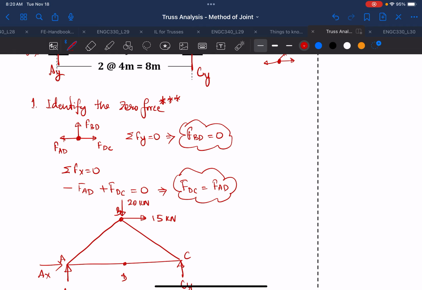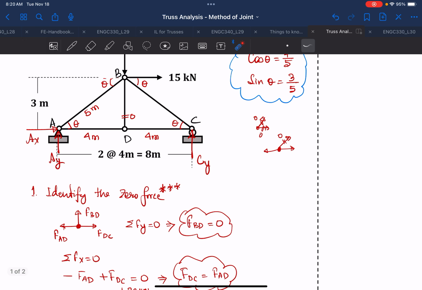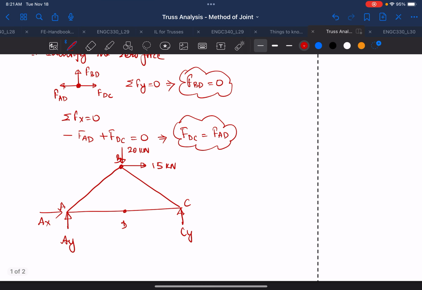Okay, just to remind you that only during this load condition is this force equal to 0. If I have an extra load here, then this force cannot be equal to 0. Please remember that a zero force member is only applicable at a given loading. If you change the loading, they may not be equal to 0 anymore. Like, if you have a load here, then this cannot be equal to 0 anymore. So please keep in mind that a zero force member doesn't mean it always has to be a zero force member, but only for that given loading.